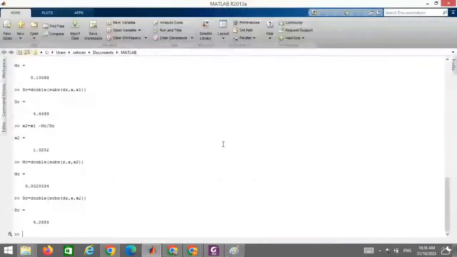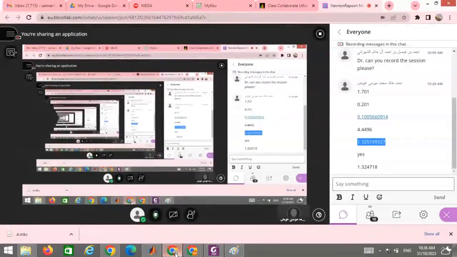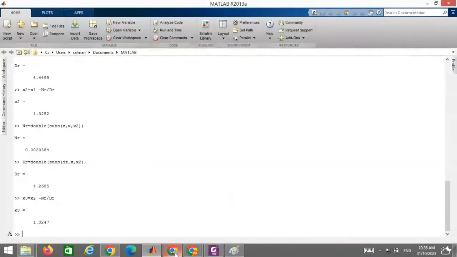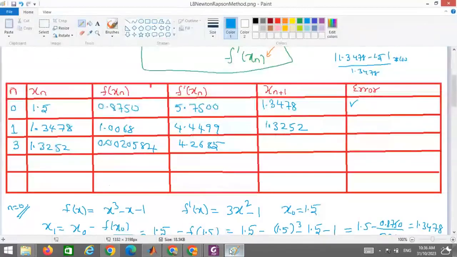Okay. So now let us find x3. Now x3 is nothing but xn plus 1 is xn minus f of x2 by f dash of x2, numerator by denominator. So you'll get 1.3247. I think I got some response also. Very good. 1.3247. Okay, I got this answer. So let us write that 1.3247 is the answer.